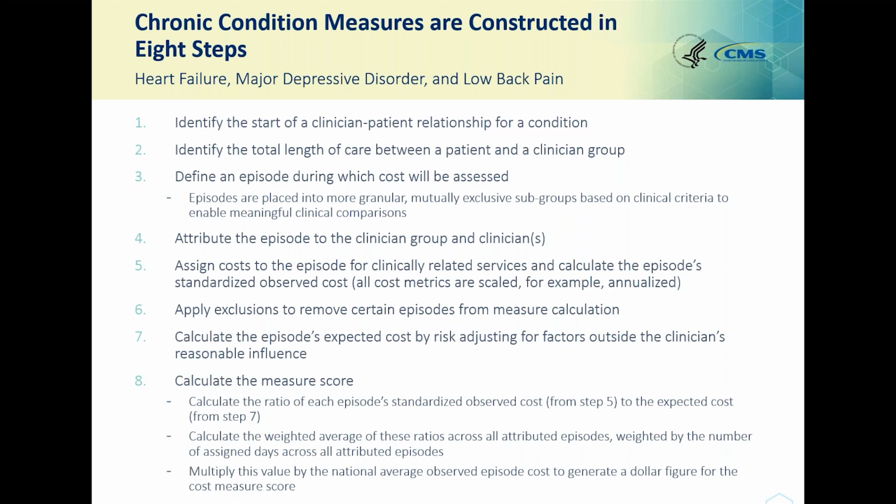Seventh, we calculate the expected cost for episodes by applying a risk adjustment model separately for each subgroup and Part D enrollment. This model adjusts for factors outside the clinician's control that can affect the costs of care, such as a patient's pre-existing conditions. Risk adjustment ensures that providers are not penalized for treating more complex patients. Finally, the measure score is calculated as the weighted average of the standardized observed over expected episode cost ratios across all attributed episodes, where the weighting factor is the number of assigned days during the episode. We do this weighting to account for longer episodes. We then multiply this weighted average episode cost ratio by the national average observed episode cost to generate a dollar figure. Next slide, please.